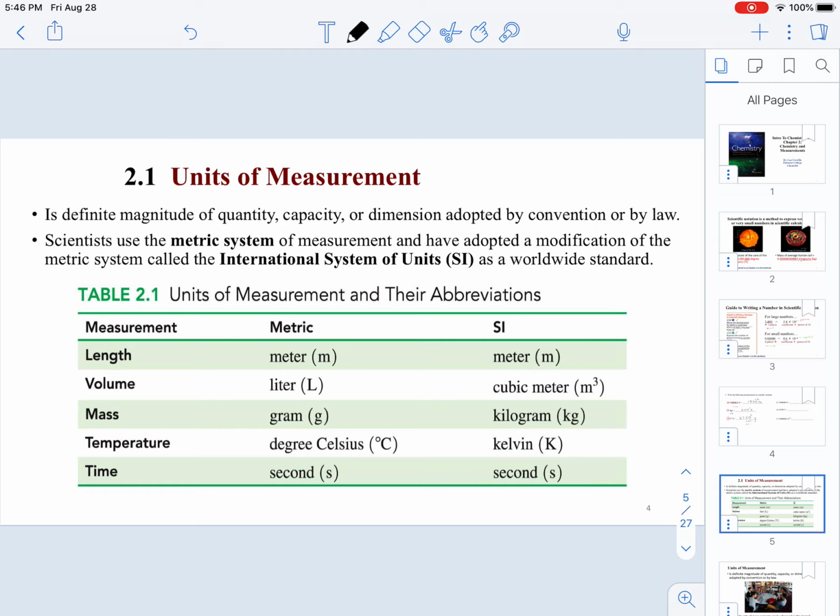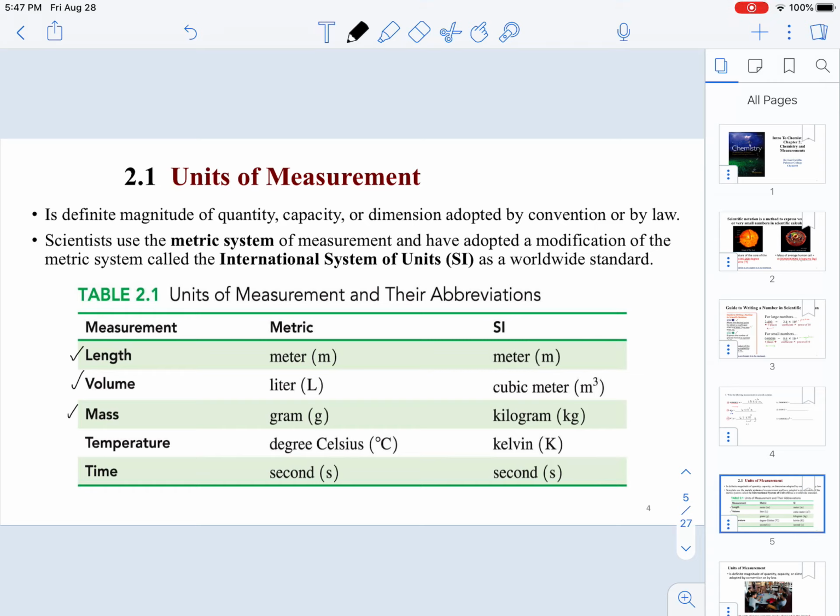In table 2.1 in your textbook, as you can see, we have a selected number of units of measurements and their abbreviations for the metric system and the SI system. Be sure that you know which one corresponds to the metric system and the SI system. So as you can see, the measurement for length in the metric system, we have the unit of meters, which has an abbreviation of M, and it is the same that we have in the SI system. When it comes to volume in the metric system, we have the unit of liters, while in the SI system, we have cubic meters. When it comes to mass, we have grams.